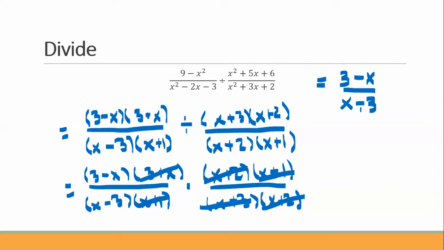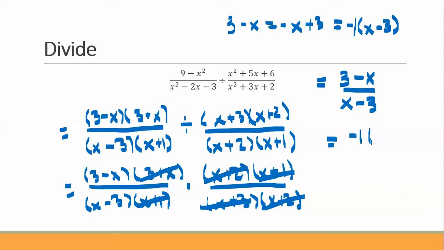Now remember, those are very similar, and 3 minus x, let's go up here off to the side, 3 minus x is equal to minus x plus 3, and then we can factor out a -1 and have -1 times (x minus 3). So this is -1 times x minus 3 in the numerator, and then x minus 3 in the denominator. Those x minus 3's divide out, and we're left with -1.